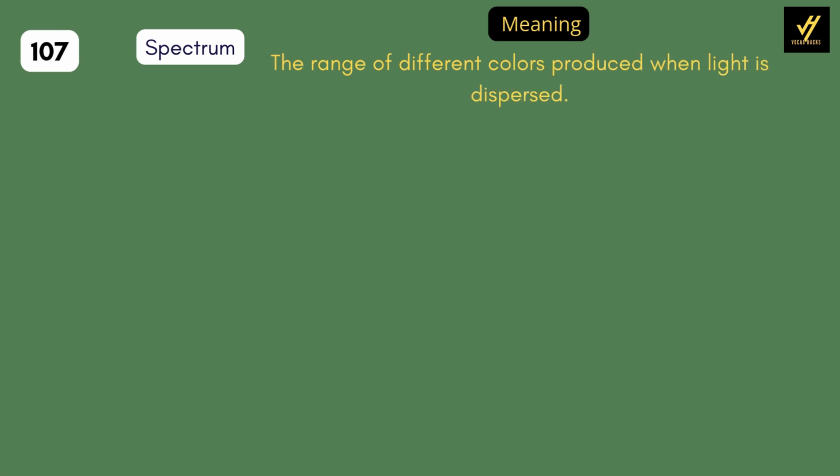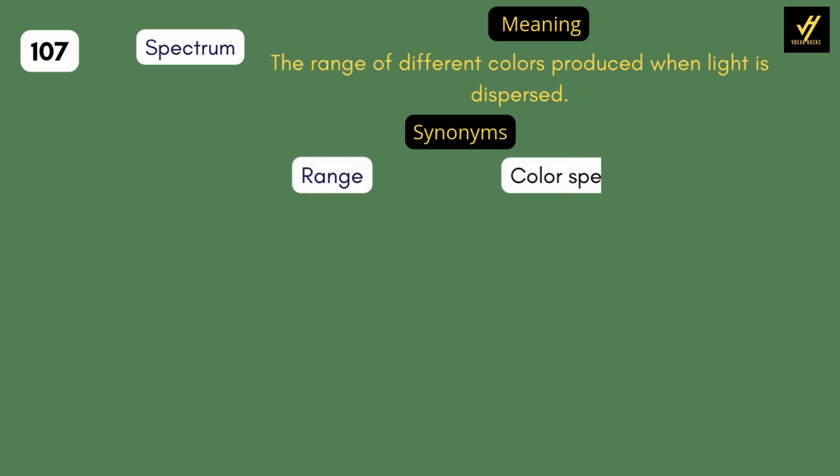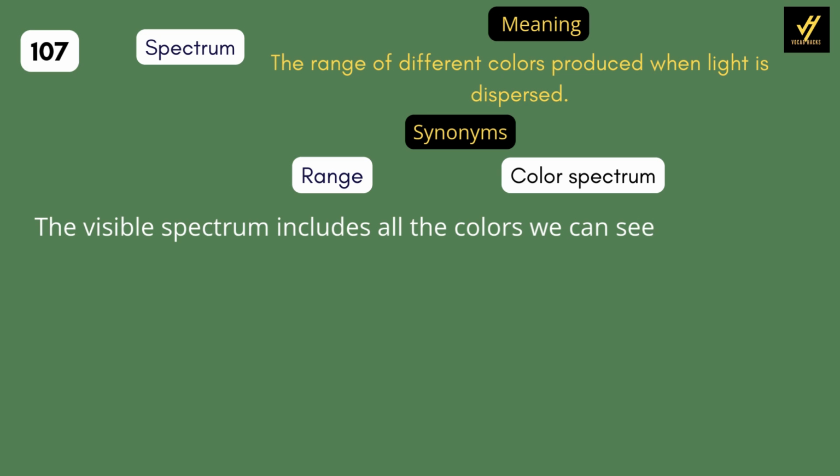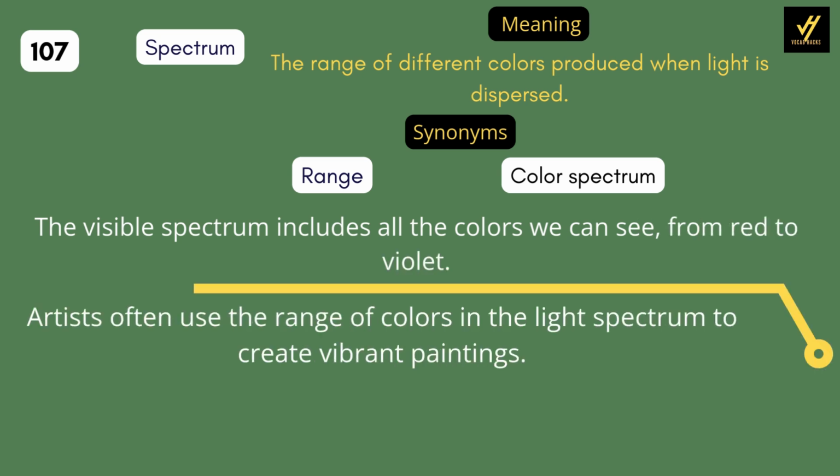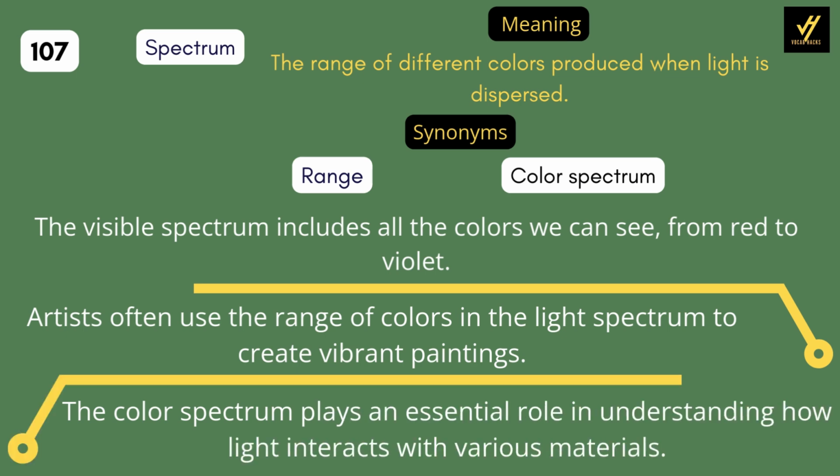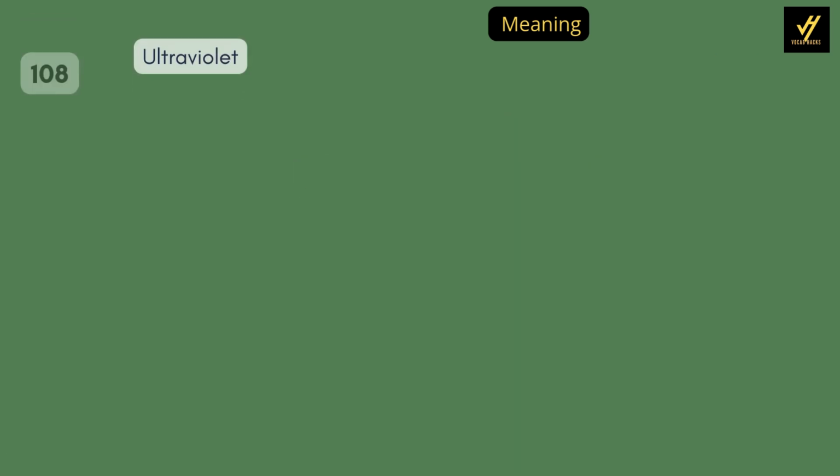Spectrum, the range of different colors produced when light is dispersed. Range, color spectrum. The visible spectrum includes all the colors we can see, from red to violet. Artists often use the range of colors in the light spectrum to create vibrant paintings. The color spectrum plays an essential role in understanding how light interacts with various materials.